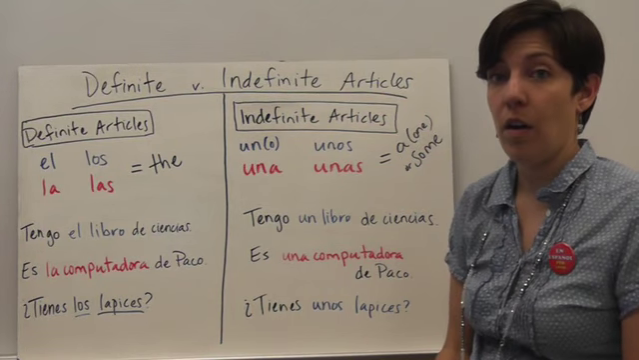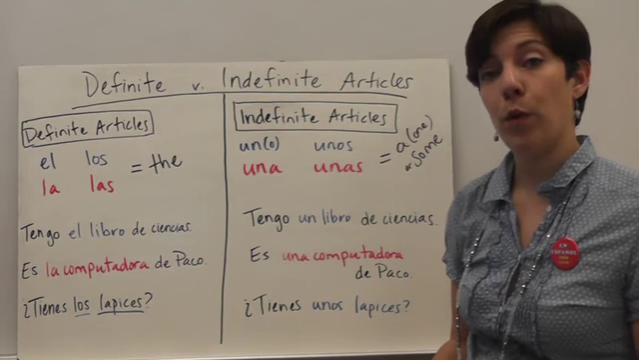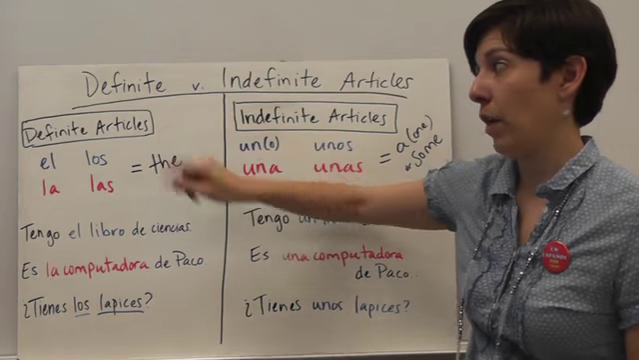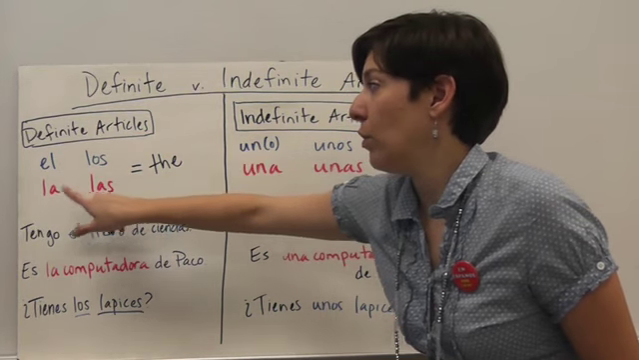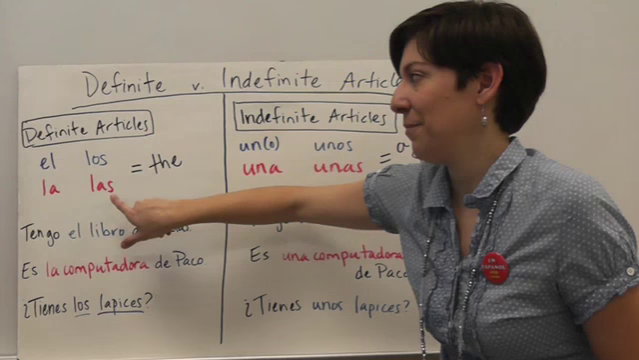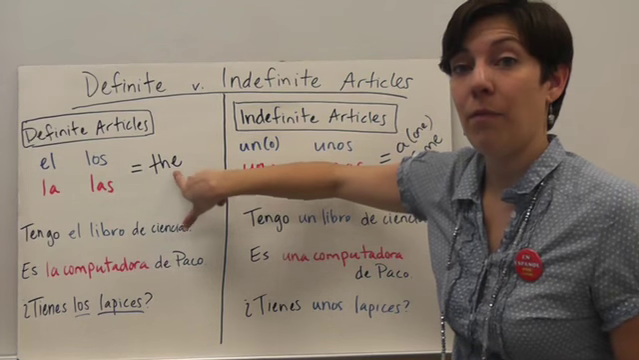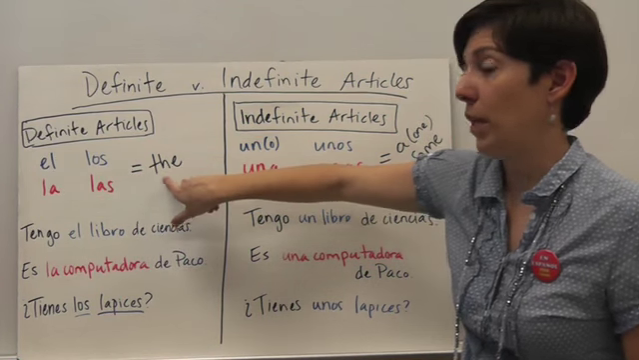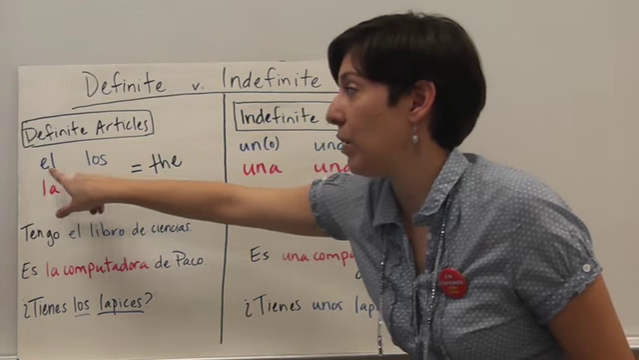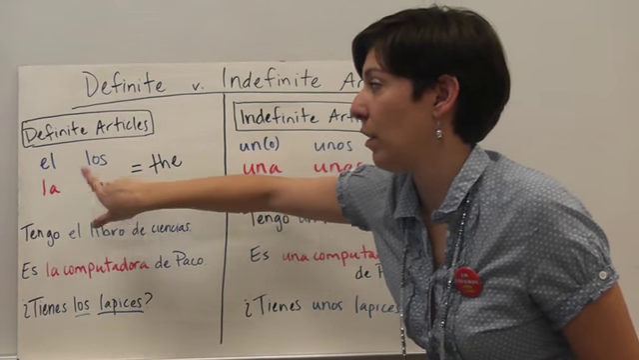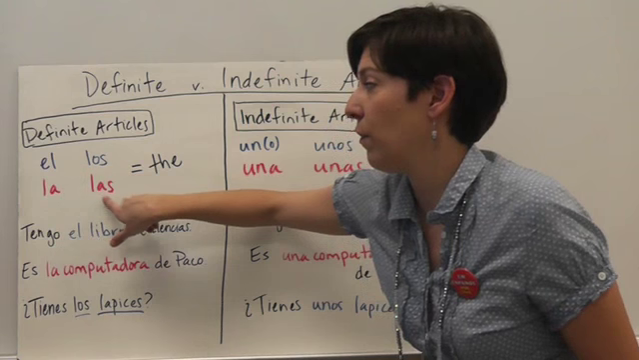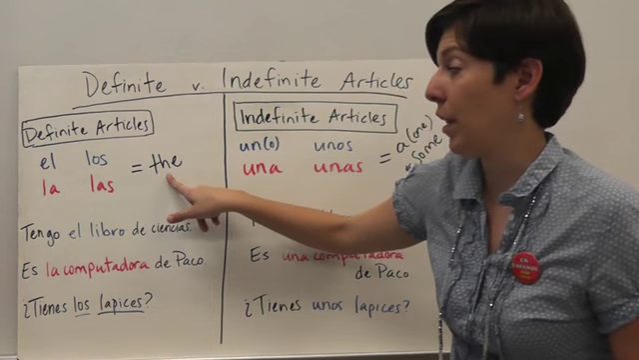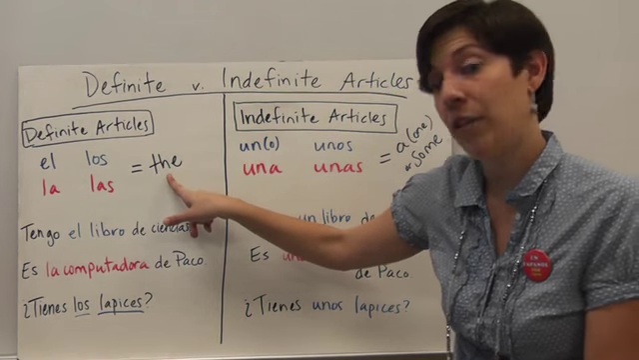Definite versus indefinite articles. Whenever you write down vocab from your book, it gives you the definite article in the front. And that is el, los, las, or la. All four of these words mean the. El and los are singular masculine, plural masculine, la and las feminine singular, feminine plural. But they all mean the. The trick is you have to make a match, okay?